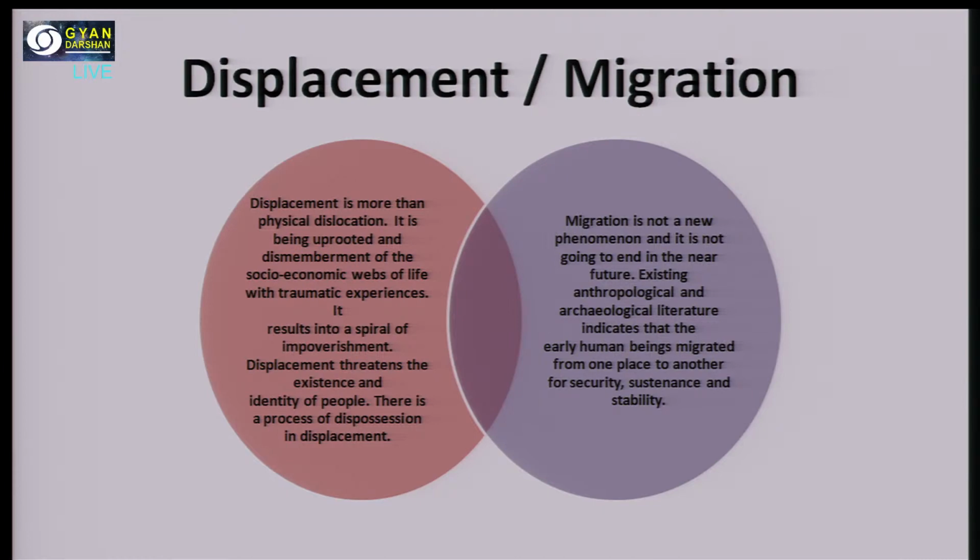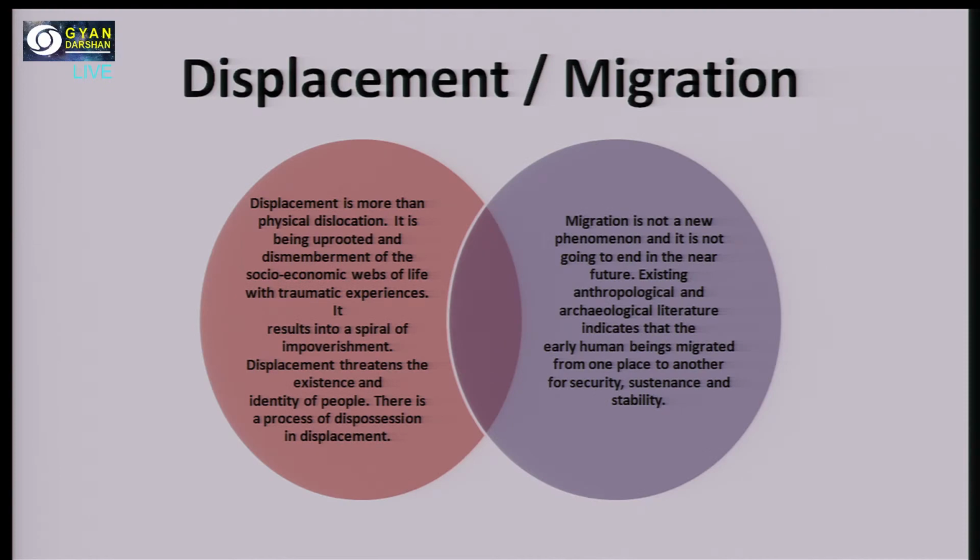So we see that displacement is not only a physical dislocation, but more of a loss, a psychosocial trauma which a person goes through. Imagine you are staying in a particular place for more than 100 years with your ancestors and your grandparents, and now it's your turn, and suddenly you're asked to move out from that place. It will cause a lot of anxiety, a lot of depression, a lot of psychosocial trauma. So this is what displacement is about.